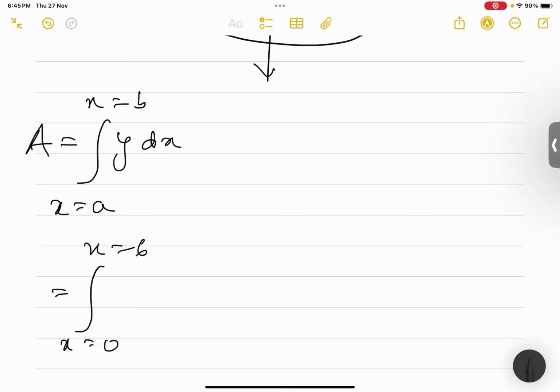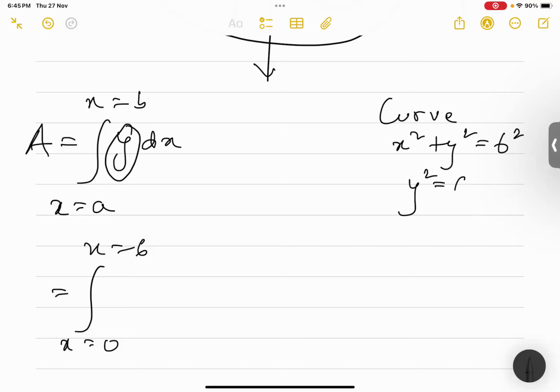Hey guys, did you understand this point or are you finding it difficult? If the radius is 5, then it will be 5 comma 0, so 0 to 5. The curve is x square plus y square is equal to 6 square. We require y, so we'll calculate y: 6 square minus x square.